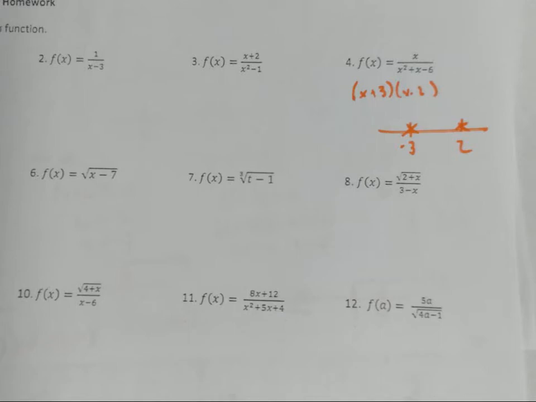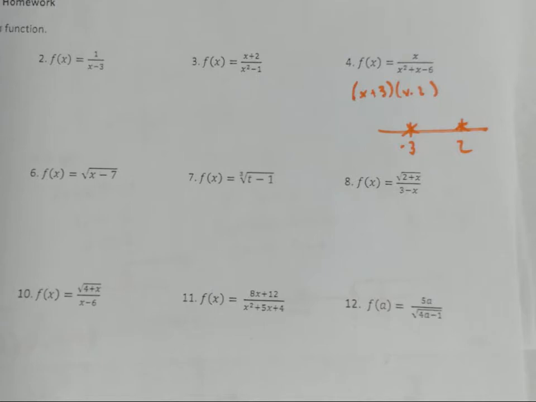Number 8, take one thing at a time. Yes, sir. On number 8, you multiply by negative 1 on the bottom. No, just don't make it complex. Just say 3 minus x equals 0. Look at it, know that it is.